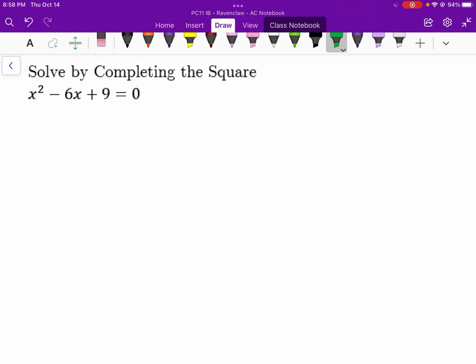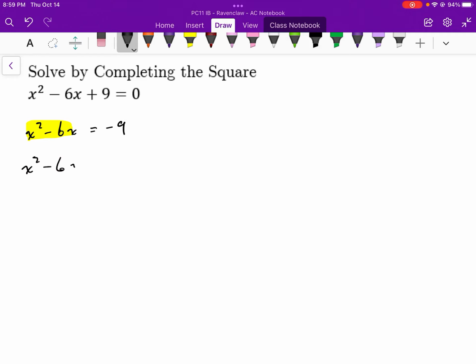So we're going to complete the square to solve. And on the left-hand side, it's x squared minus 6x plus 9. So what I could do is move the constant over to the right. Everything with a variable is on the left-hand side. My coefficient in front of the x squared is 1. This is ready to complete the square.